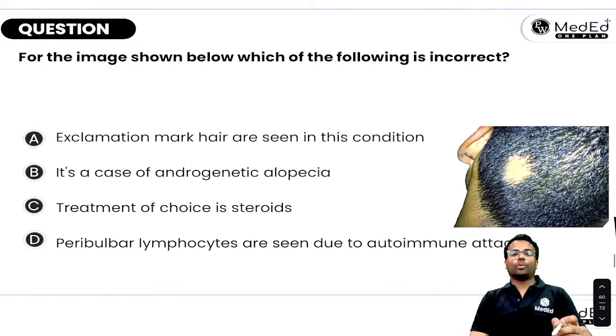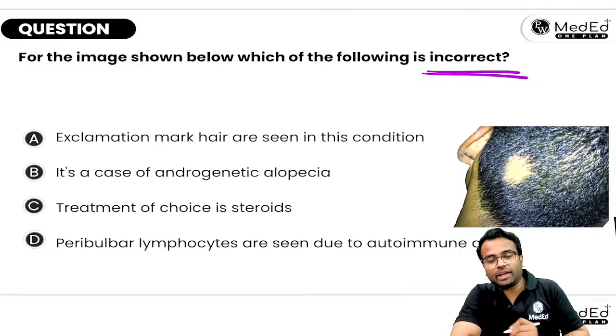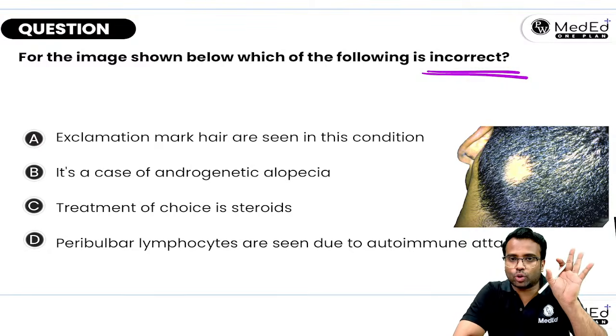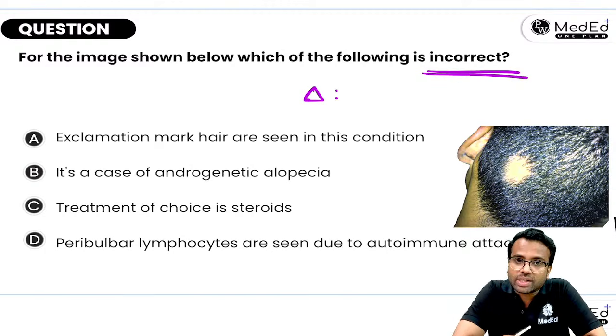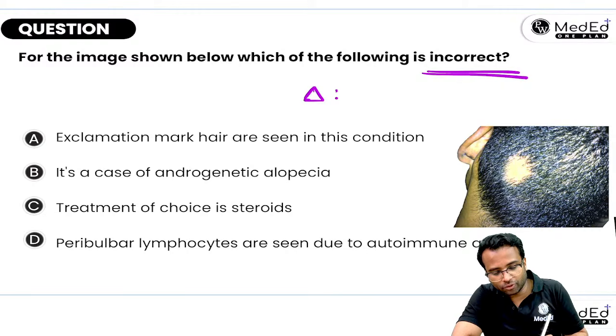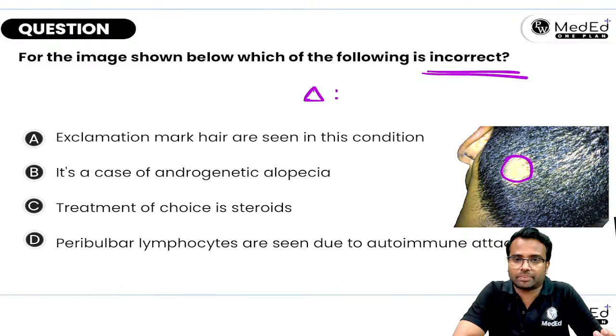So for the image shown below, which of the following is incorrect? Once again, you need to identify the wrong statement. First see the image, same approach. You are going to see the image and tell me what the diagnosis is here, and based on the diagnosis, let us read out the options. In this image, I can see a well circumscribed patchy alopecia in the patient.